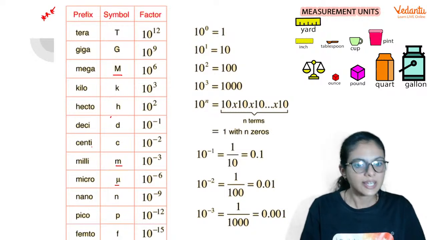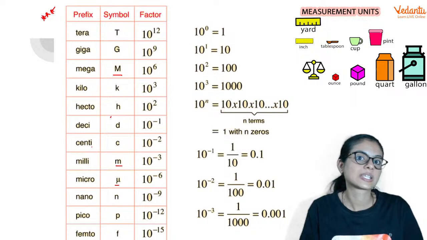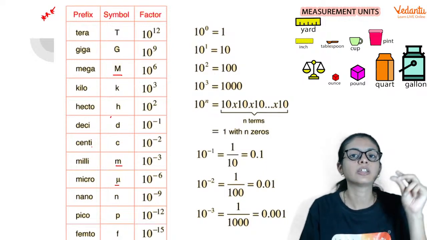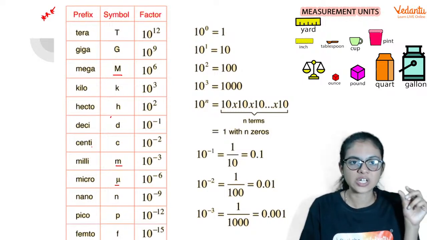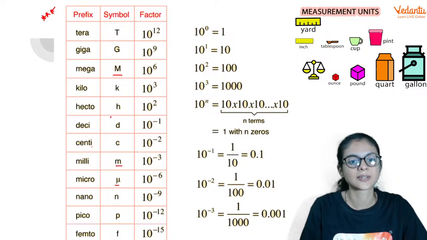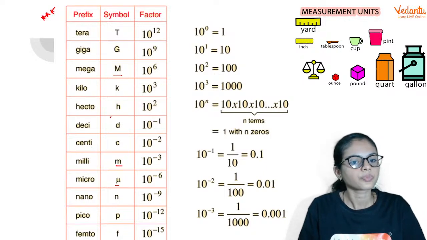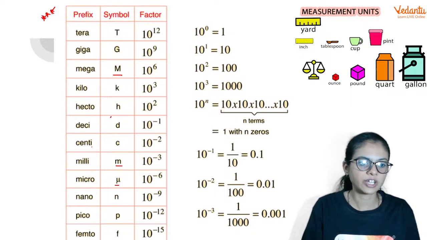So deci means 10 power minus 1, centi means 10 power minus 2, milli means 10 power minus 3, micro is 10 power minus 6, and nano is 10 power minus 9. You'll also study nanophysics, the particles we study at a very small level, in the power of 10 power minus 9. It's called the nanoscale, and studying physics at that scale is called nanophysics. That branch of physics also exists, where we study semiconductors, superconductors and so on. Then comes pico, and femto, 10 power minus 15.